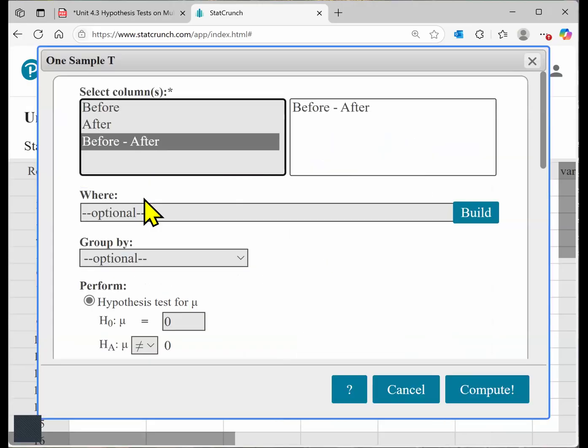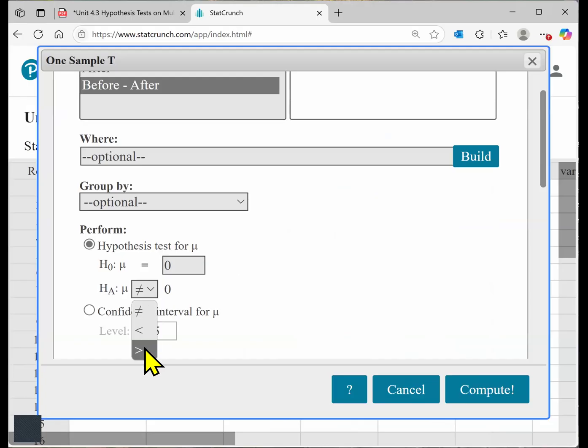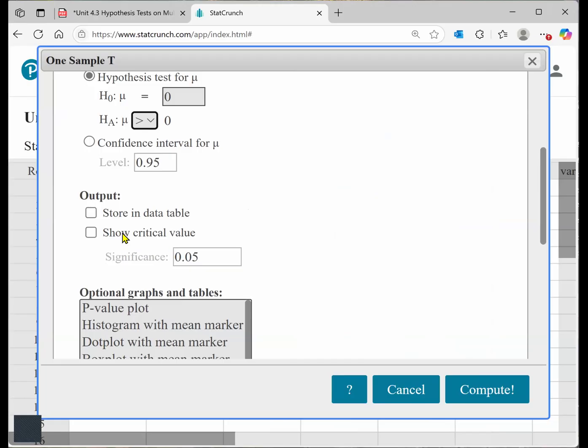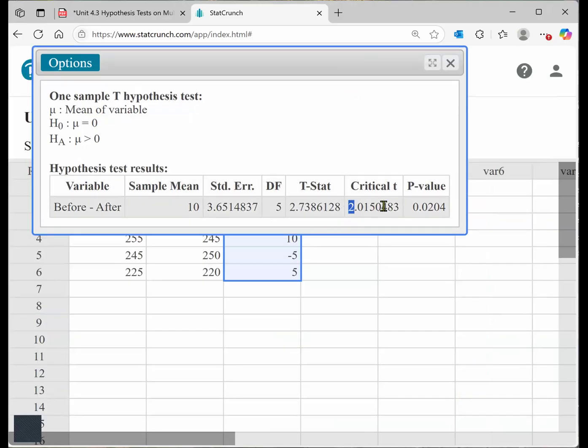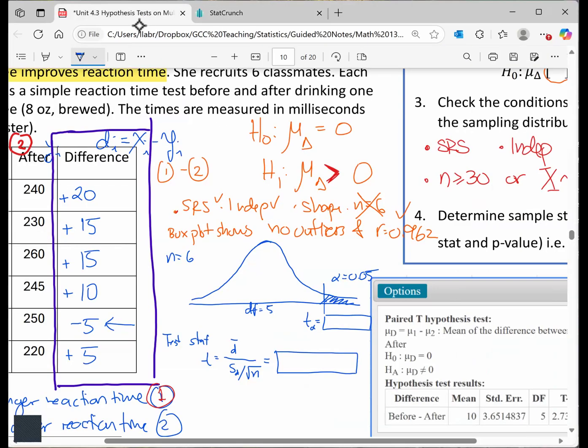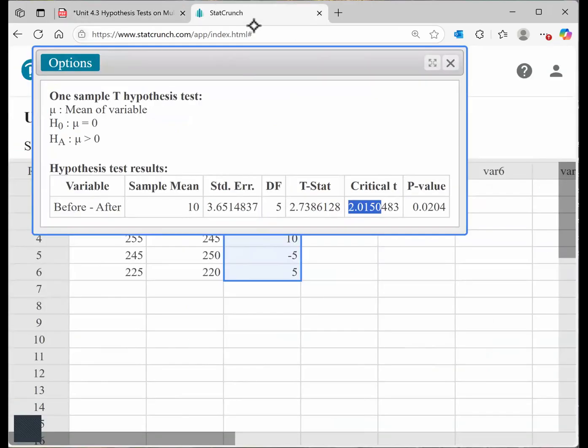Click before and after. And my hypothesis is a right tail test, so mu greater than 0. I can also go ahead and show the critical value here. So let's try this. My critical t value is 2.015. And for my t statistic, you can see degrees of freedom and standard error. So that's the SD over square root of n, which is 3.65.